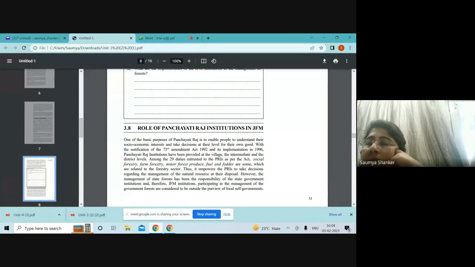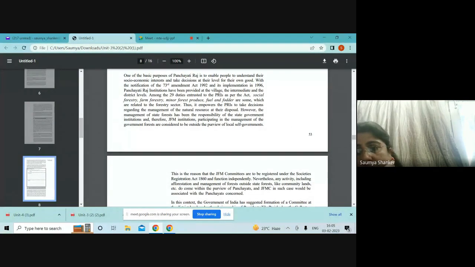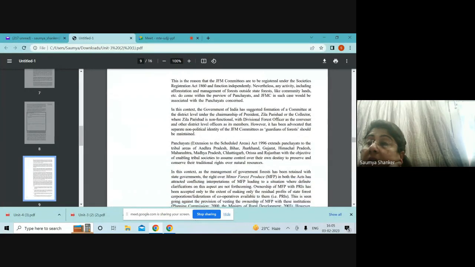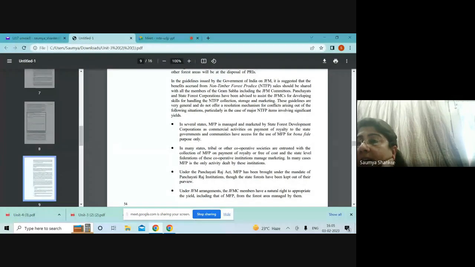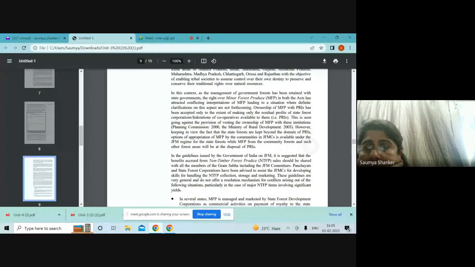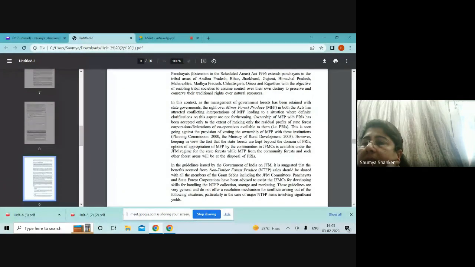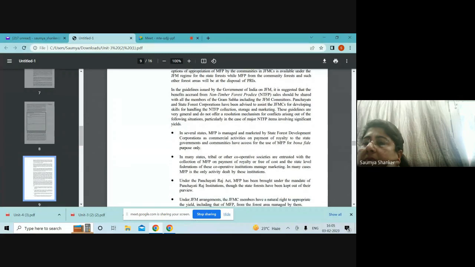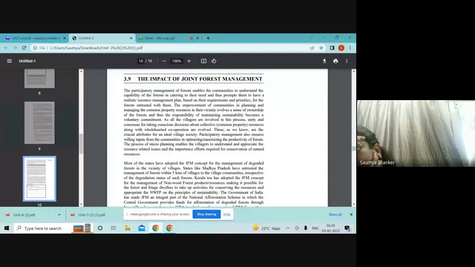So it is the responsibility of the PRI to manage all these programs which are related to forest management or social forestry. It is one of their mandated responsibilities and duties to see that their forests are maintained and the forest products reach the people and their needs are taken care of. So here we are also talking about their roles and responsibilities in terms of ensuring the efficient implementation of the joint forest management programs.